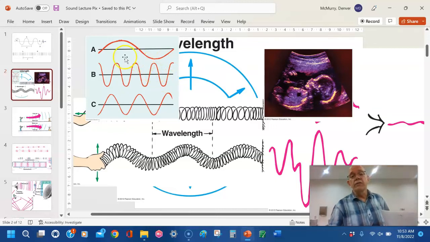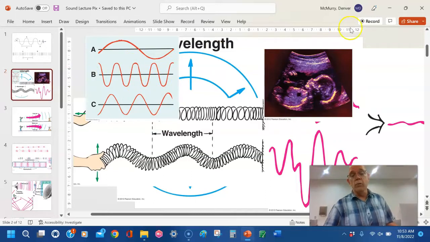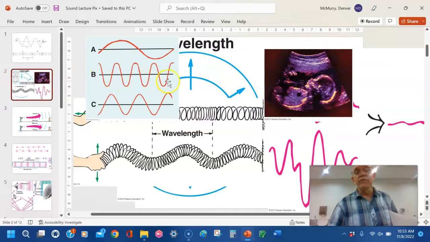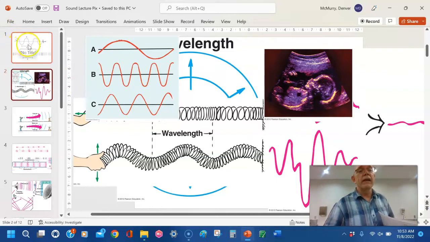Now, notice this is not saying how fast they're going. How fast they're going is this direction. The speed of the wave is how fast it's going this direction. It can go up and down a whole bunch of times and still be traveling slow or fast forward. So frequency is just how many times it goes up and down in a certain length of time, but it is not the same as how fast it travels forward in a certain length of time. That gets a little confusing, but that is important that you understand that.